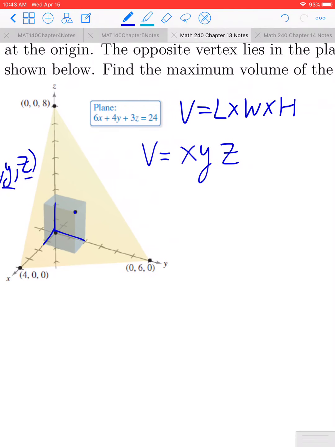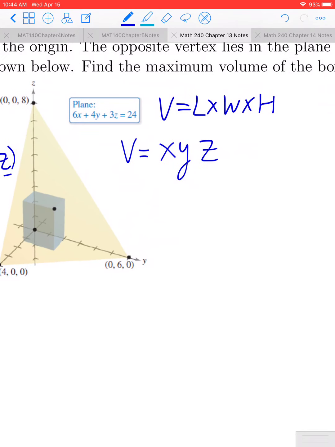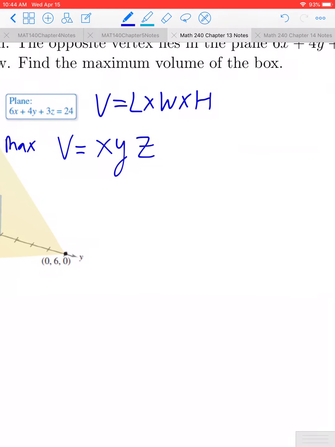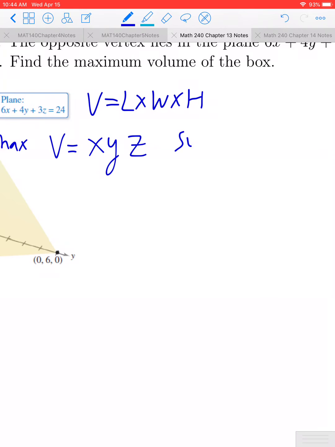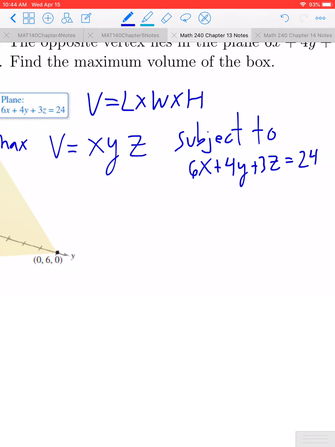Obviously, if there were no constraints, you would just choose x, y, and z larger and larger, and we would continue to get a larger volume. However, our constraint equation is that the point x comma y comma z has to be on the plane 6x plus 4y plus 3z equals 24. So we want to maximize V equals x times y times z subject to 6x plus 4y plus 3z equals 24.